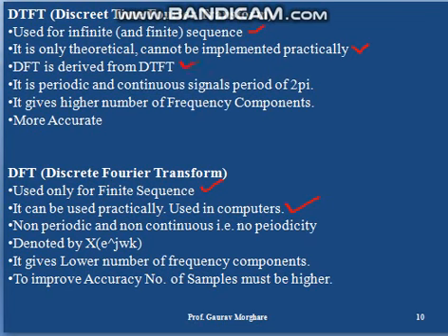The DFT is derived from the DTFT. The DTFT is a periodic and continuous signal with a period of 2 pi, whereas the DFT is non-periodic and non-continuous, so it does not have any periodicity. The DTFT gives us a higher number of frequency components, whereas the DFT gives us a lower number of frequency components. The DTFT is accurate but not physically realizable, while the DFT is physically realizable, but we have to take more samples to get the accuracy.